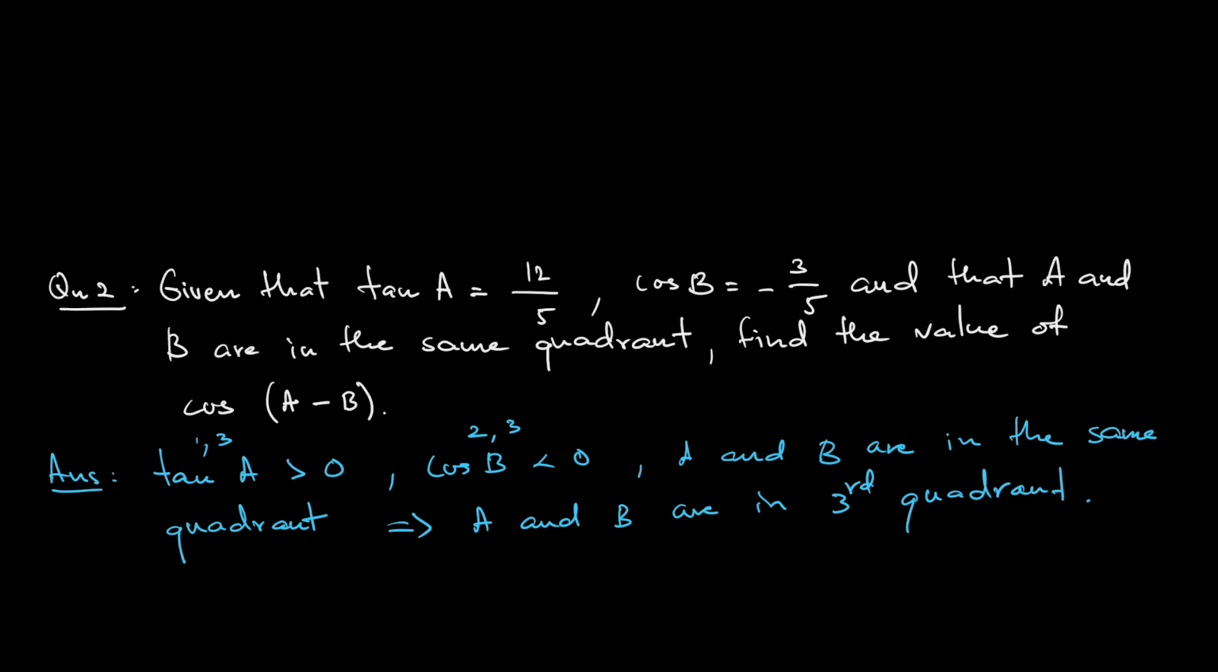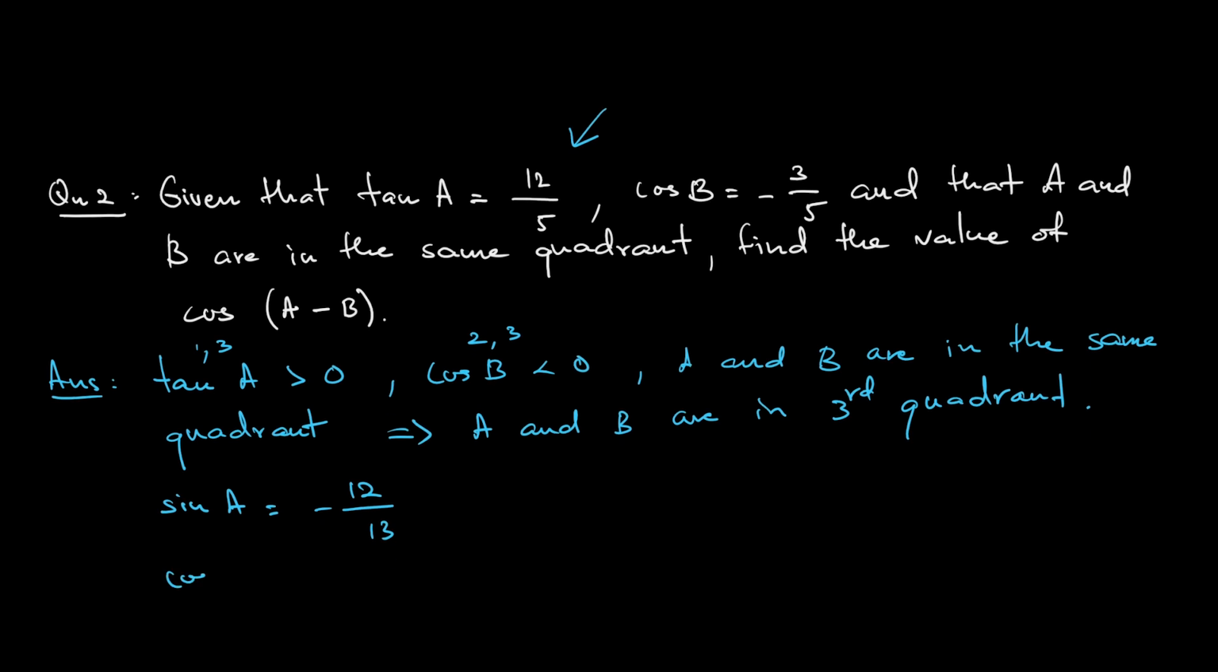Okay, so now we already established that both angles are in the third quadrant, meaning we can determine the sine and cosine of each angle. Okay, so sine A, it's not hard to deduce given that tangent A is equal to 12 over 5. First thing first, it's in the third quadrant, meaning it has a negative value, so negative 12 over 13. And cosine A, being in the third quadrant, is also negative, so negative 5 over 13.